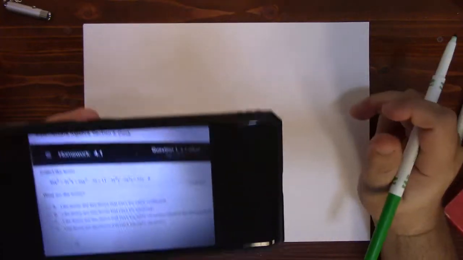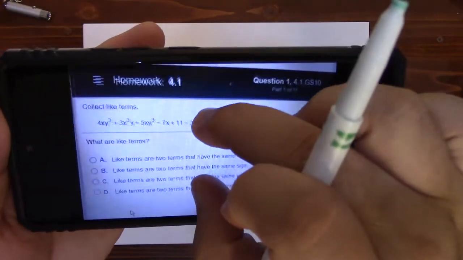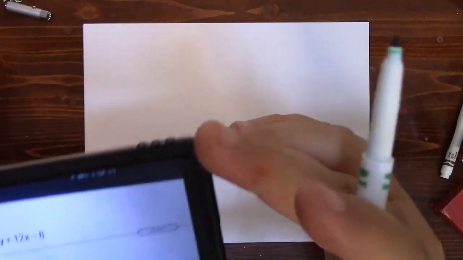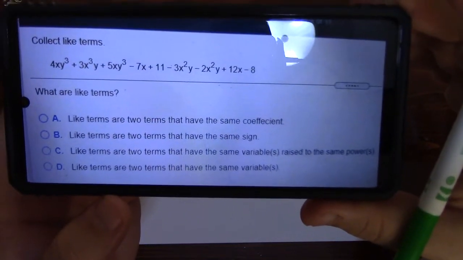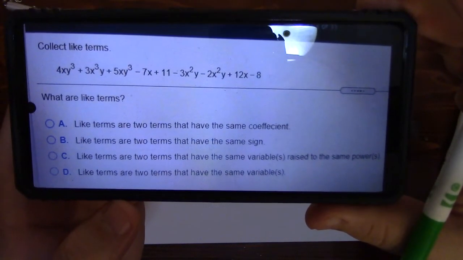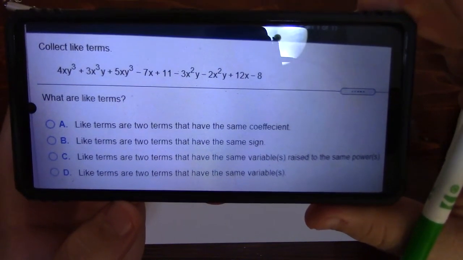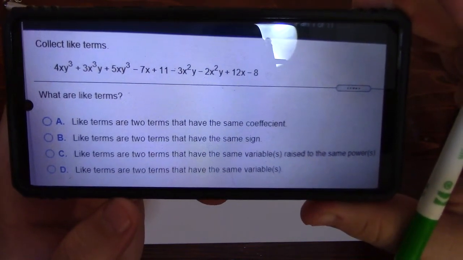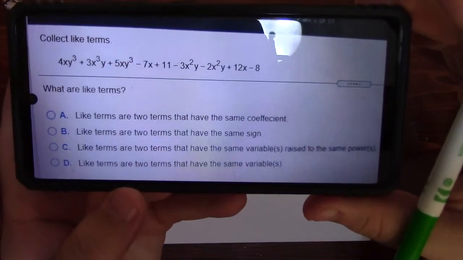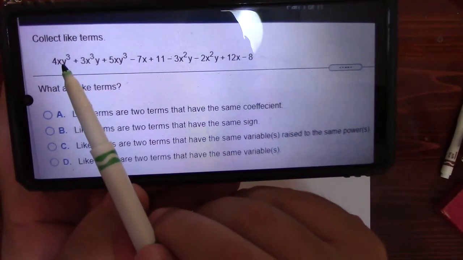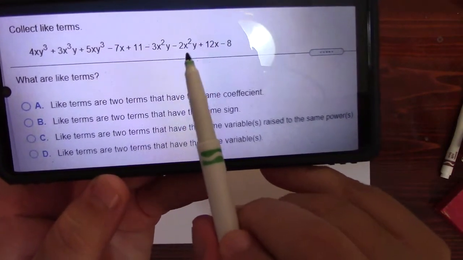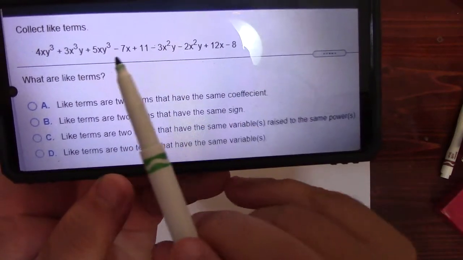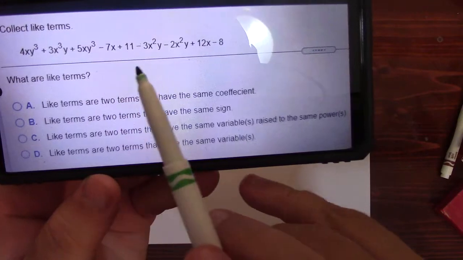All right, so I think here's the first one. Let's see if I can zoom in enough. So here we have 4xy cubed plus 3x cubed y plus 5xy cubed minus 7x plus 11 minus 3x squared y minus 2x squared y plus 12x minus 8. What are the like terms? Well, xy cubed. Do we have any other xy cubed? Right there. 4 plus 5. Any other xy cubed? Nope. So 4 plus 5, we got 9xy cubed.